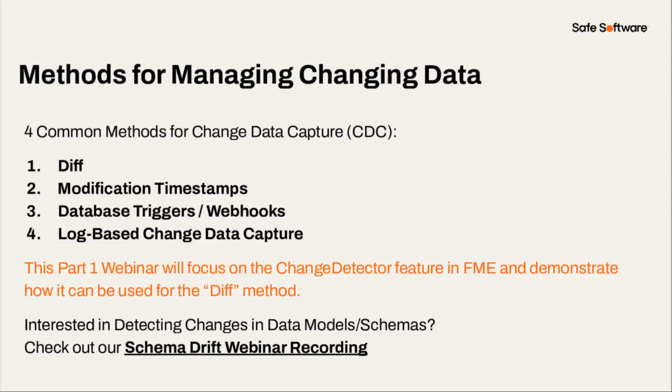We have modification timestamps, where a filter is run against a date field to retrieve rows that were modified since the most recent time data was extracted and added. We have database triggers or webhooks. These are triggers that can be used to perform CDC in shadow tables.